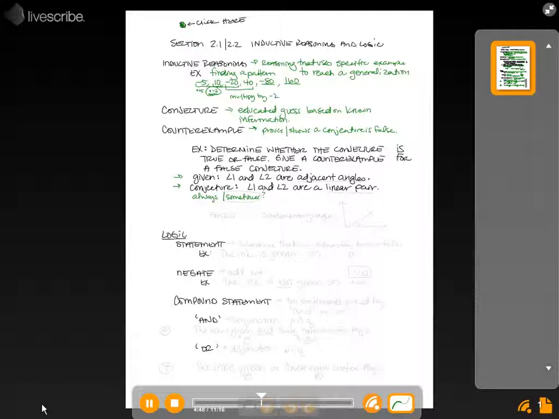So let's think about this. It says angle 1 and angle 2 are adjacent angles. Now remember, adjacent means that they're next to each other and they share a common side. And the conjecture they came up with is that they form a linear pair. Well, in a linear pair, they are adjacent angles. They are next to each other. But this is sometimes true because they don't have to be a linear pair. I can have adjacent angles that aren't a linear pair. I could have adjacent angles that are complementary. Those aren't a linear pair. They add to 90. So since this is sometimes true, it's false. And then you're going to give me a counterexample. And you could write out complementary angles.